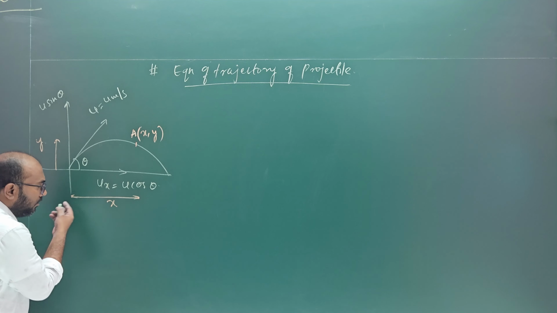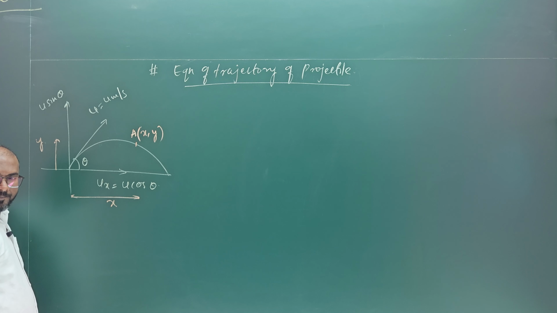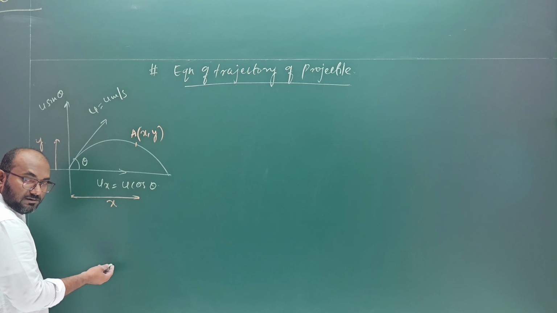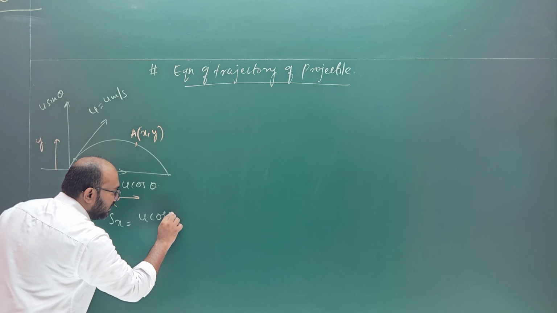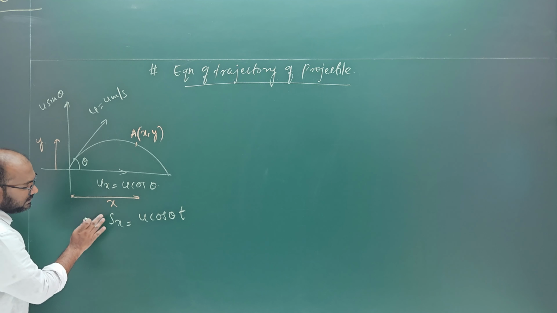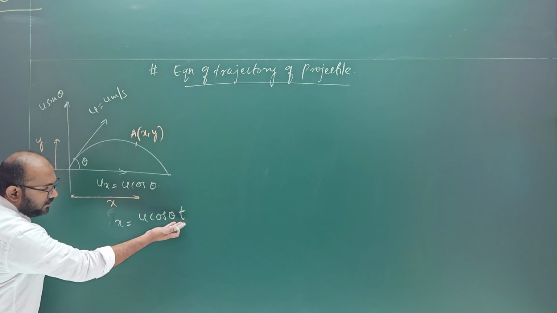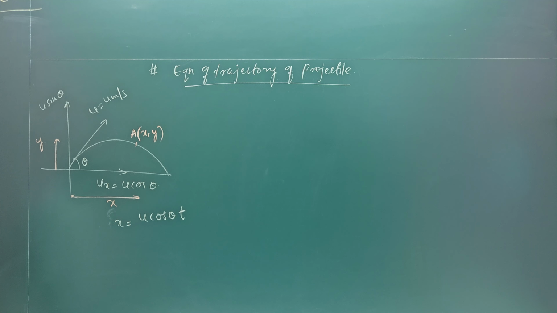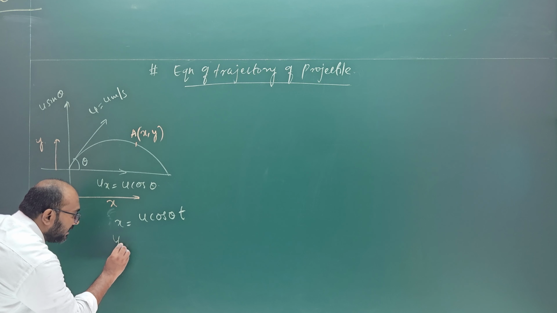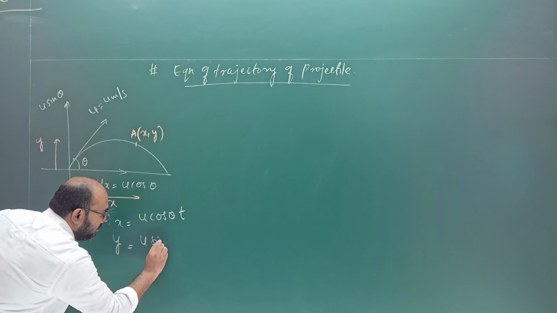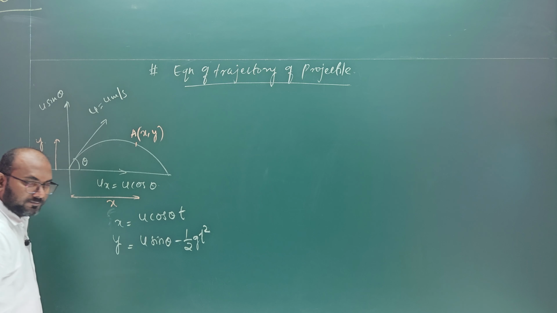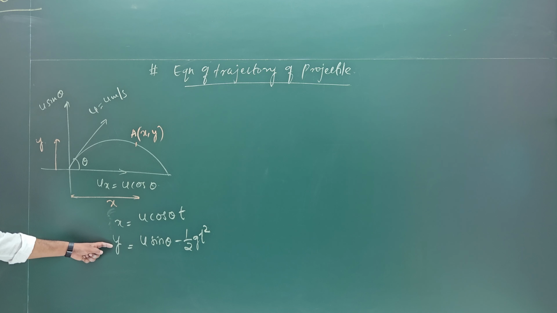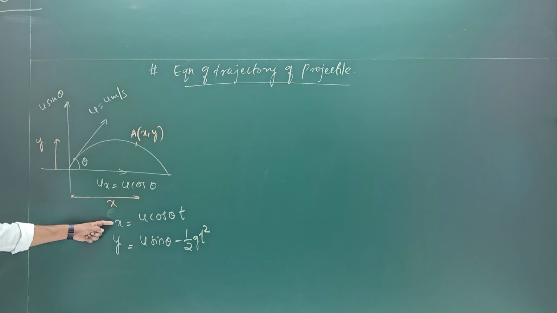So how much is it traveling along the x-axis? Generally we use s, and acceleration along the x-axis is 0, so can I write sx is nothing but u cos theta t, yes or no? Now I am replacing s, so displacement along the x-axis is x, which is u cos theta t. Similarly, displacement along the y-axis can be given by u sine of theta t minus half g t square. Can I write like this? So this is the displacement along the y-axis and this is the displacement along the x-axis.